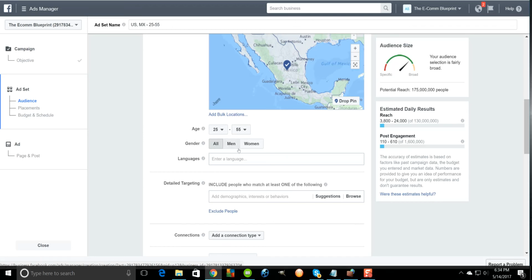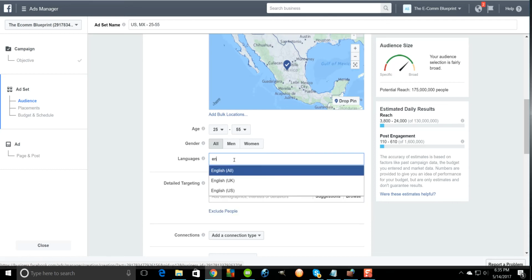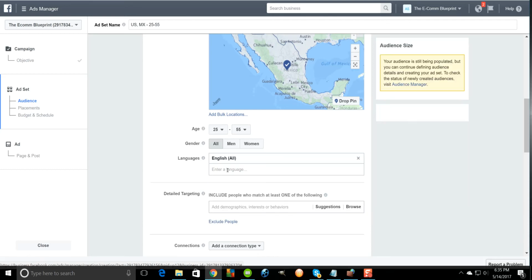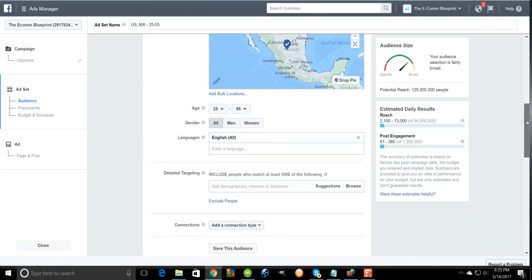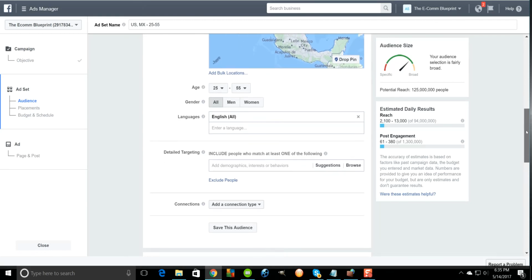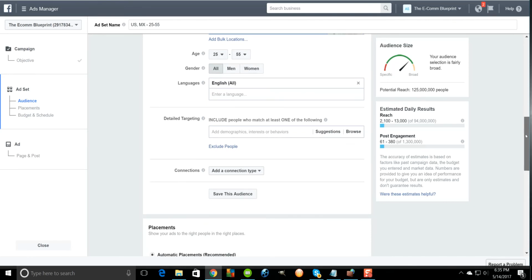I have no idea who's going to engage more, but once that ad is running for a while, I'll be able to tell if it's more men or more women engaging, what type of age group it's going to be, and then I can create more ads or duplicate ads based on what people are engaging on in my ads, okay? We're going to do English. We're going to do English all, okay? Because we want people who are speaking English and reading English to see that ad, okay?